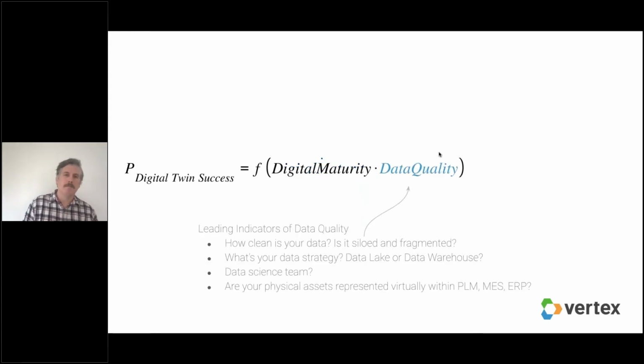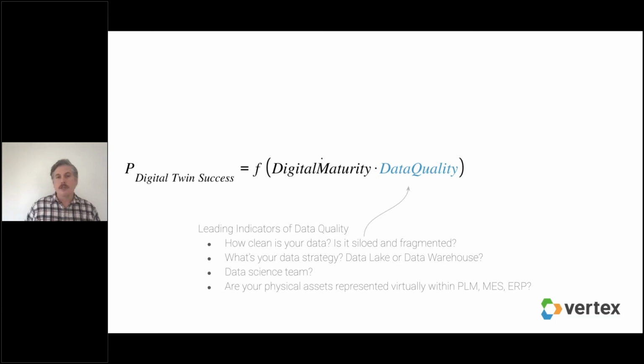Another factor here, so not only is your digital twin success probability a function of your digital maturity, or the rate of change of your digital maturity, it's also how clean is your data? Data quality seems to be one of the biggest challenges that I see early on with digital twin or smart factory projects.